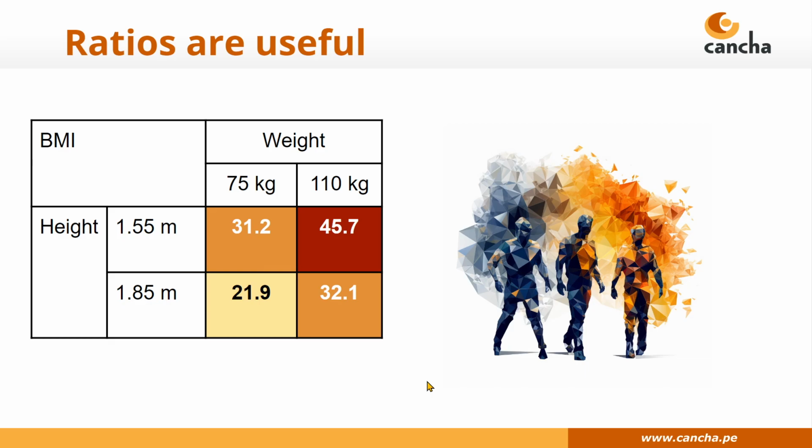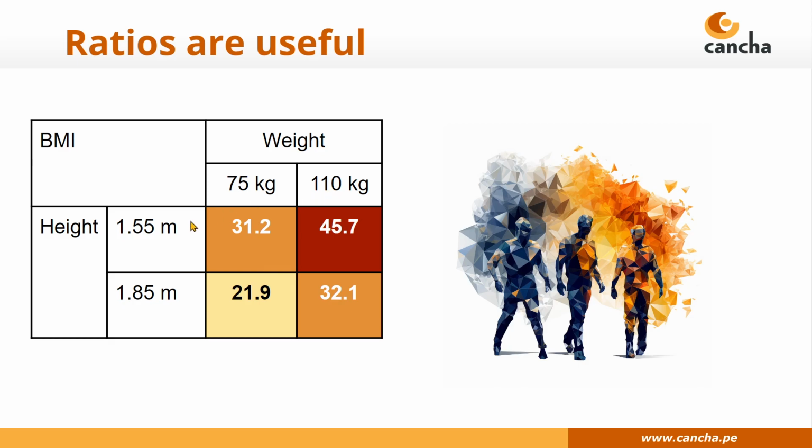So more than that, the ratios are also super useful because, like I said, they show the underlying truth. A great example of that would be the body mass index, BMI, that we use to check our health. Basically, you could be perfectly healthy with a weight of 75 kilos. And you could be perfectly healthy with a weight of 110 kilos.